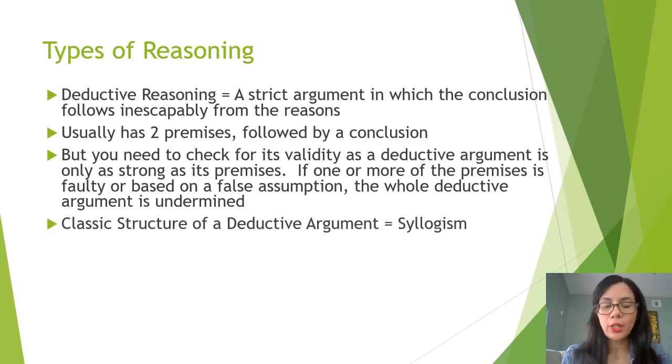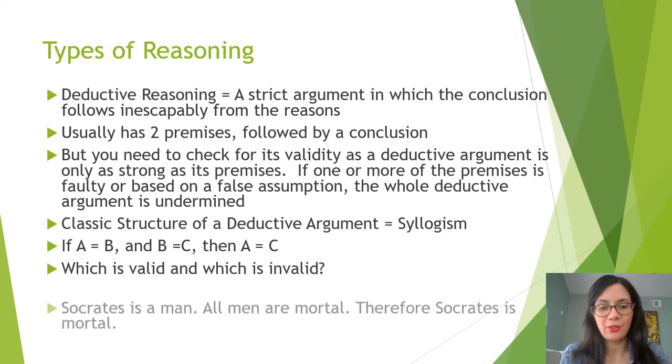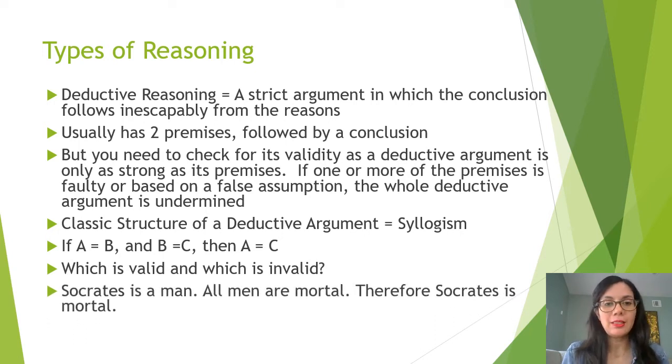Classically, a deductive argument is known as a syllogism. This has the mathematical equivalent of the following. If A equals B and B equals C, therefore A must equal C. If you're not quite mathematically inclined, let me give you an example, one of them which is valid and the other which is not. Socrates is a man, A equals B. All men are mortal, B equals C. Therefore, Socrates is mortal, A equals C.